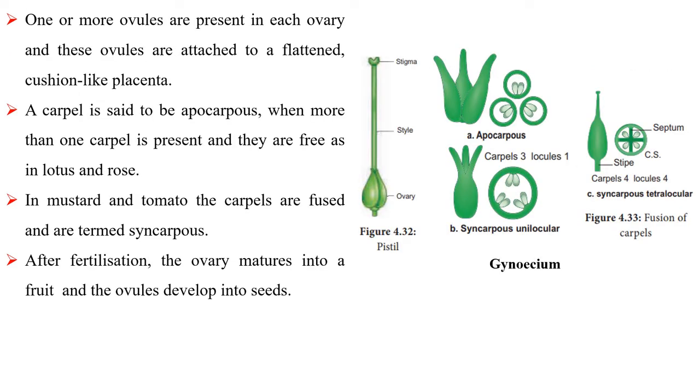One or more ovules are present in each ovary, and these ovules are attached to a flattened cushion-like placenta. A carpel is said to be apocarpous when more than one carpel is present and they are free, as in lotus and rose. In mustard and tomato, the carpels are fused and are termed syncarpous. After fertilization, the ovary matures into a fruit and the ovules develop into seed.